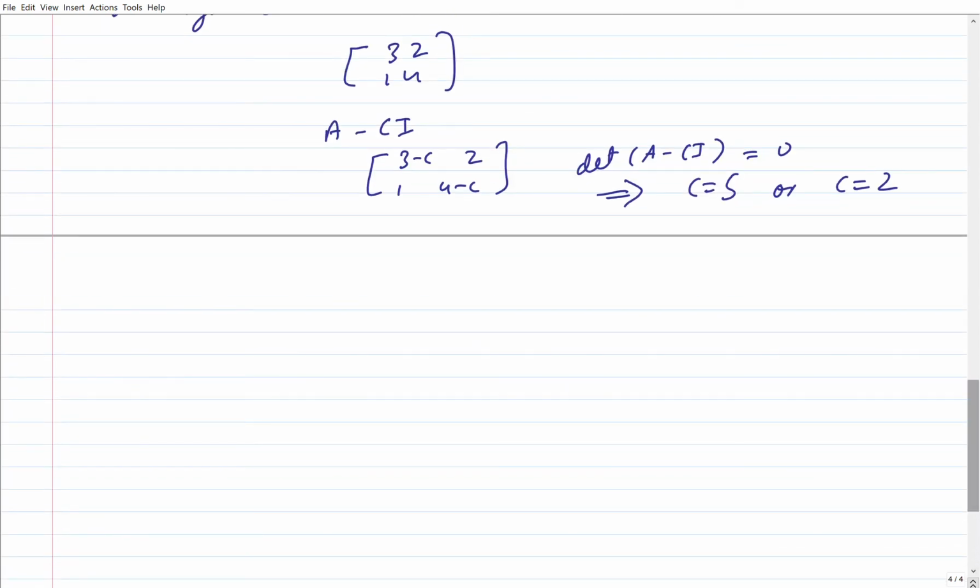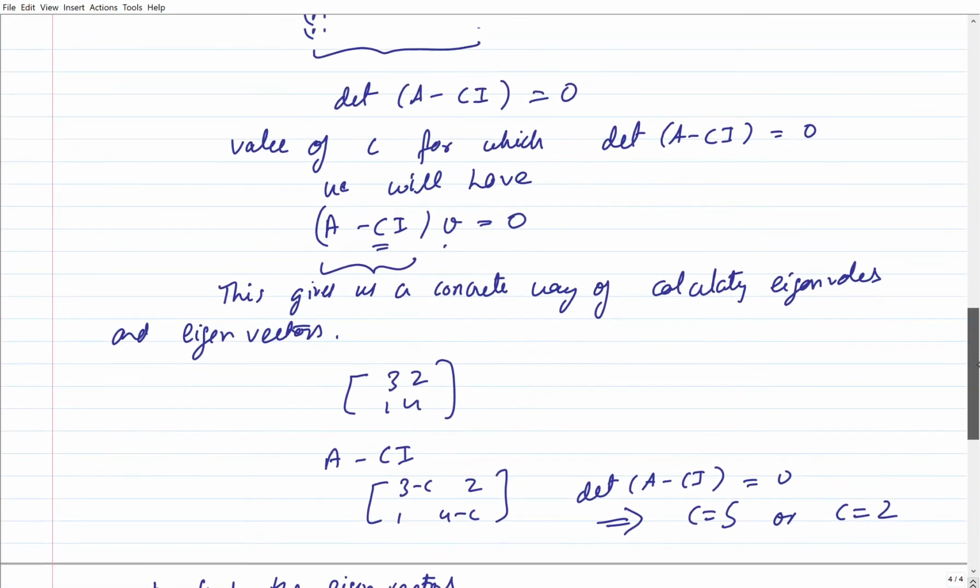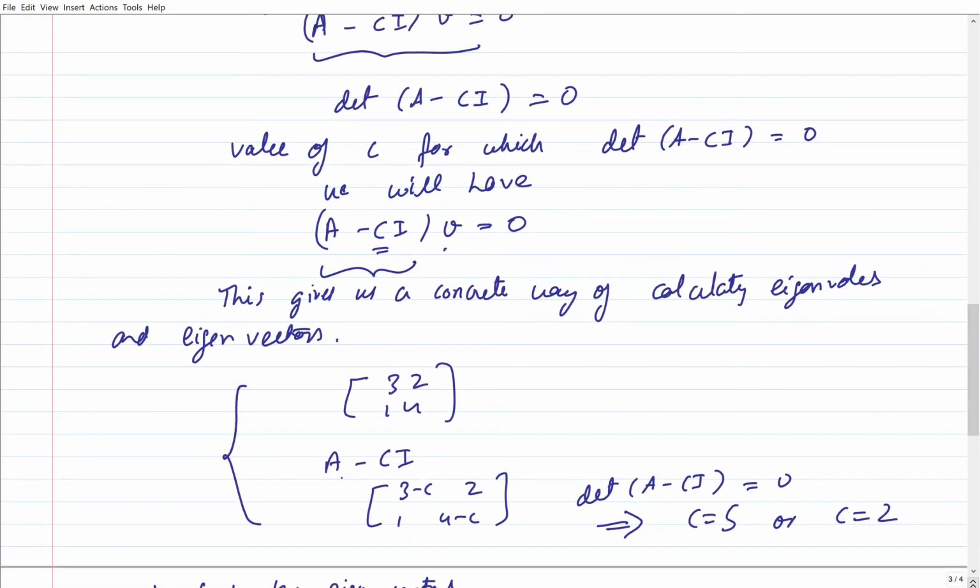Okay, so to find the eigenvectors, so again, once again, I hope this condition is clear to you.